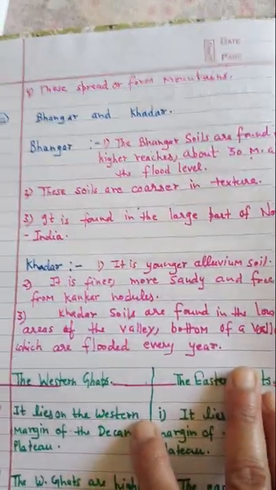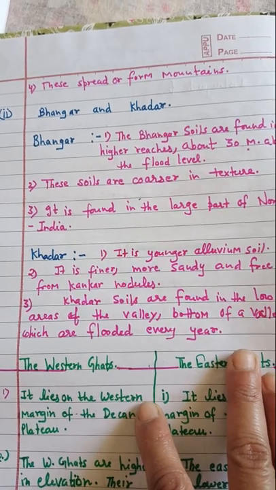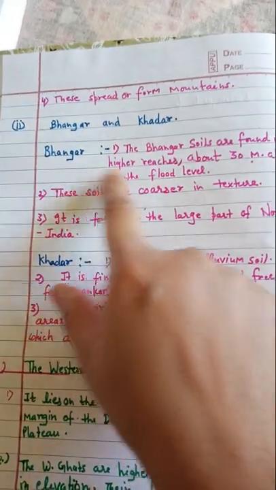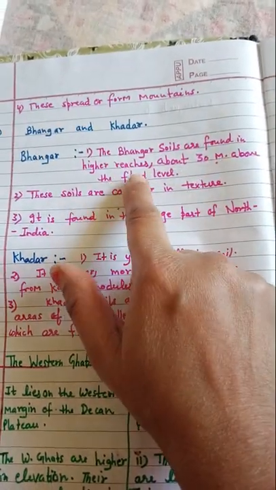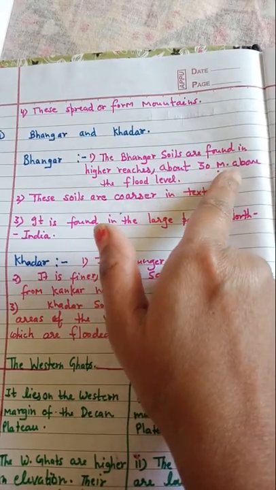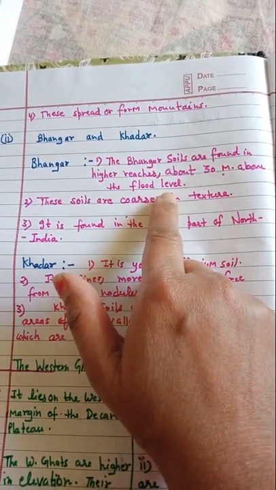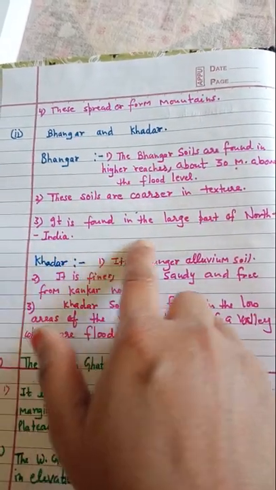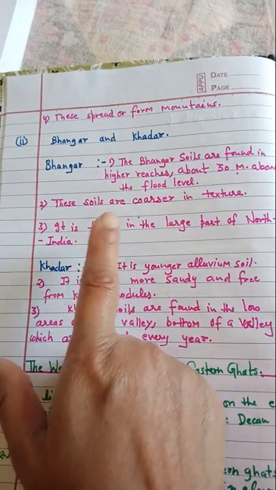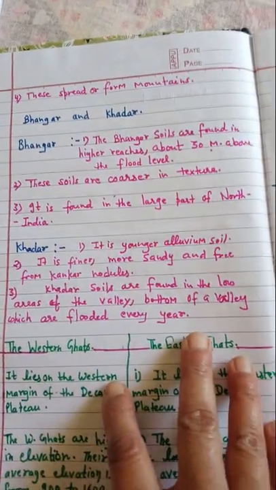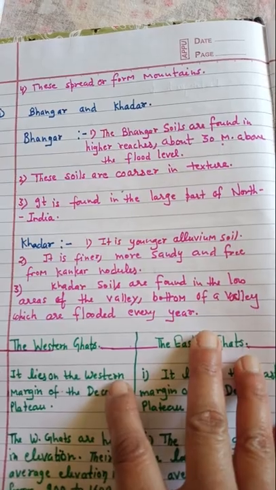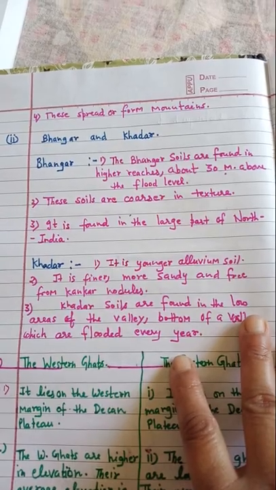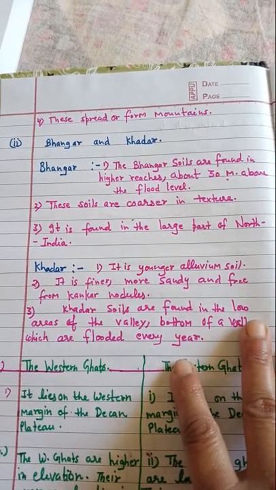Now the next part of this question: distinguish between Bhangar and Khadar. Students, both are alluvial soil. The Bhangar soil is formed in higher reaches, about 30 meters above the flood level. These soils are coarser in texture. It is found in a large part of northern India. It is the old alluvial soil found in large amounts in the northern area.